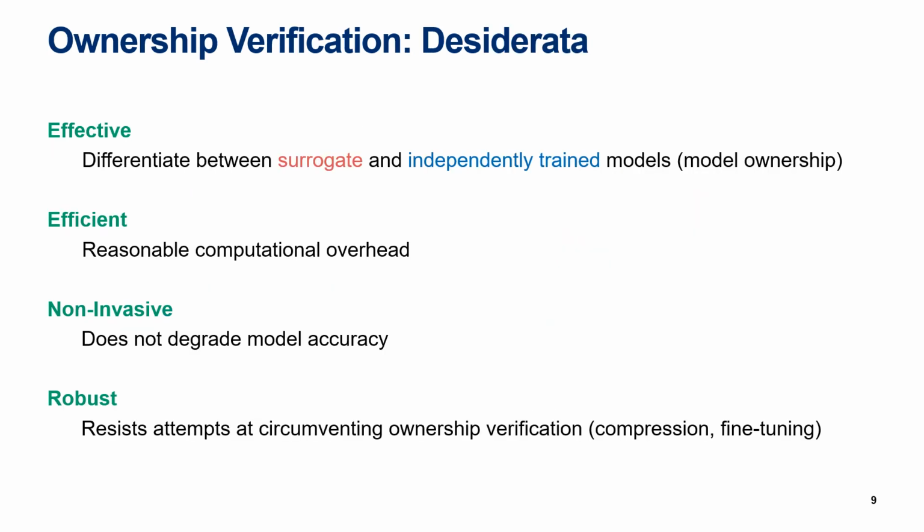Before we conduct any formal experimentation, we list the desiderata of any ownership verification scheme. The first is that it should be effective, i.e. it should differentiate between surrogate and independently trained models. Secondly, it should be efficient, that there should be a reasonable computational overhead. Thirdly, it should be non-invasive, i.e. it does not degrade the model accuracy. This is true for all fingerprinting schemes. Lastly, it should be robust, i.e. it should resist attempts at circumventing ownership verification, such as compression and fine-tuning.